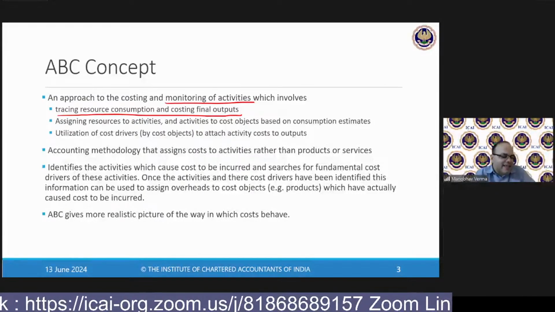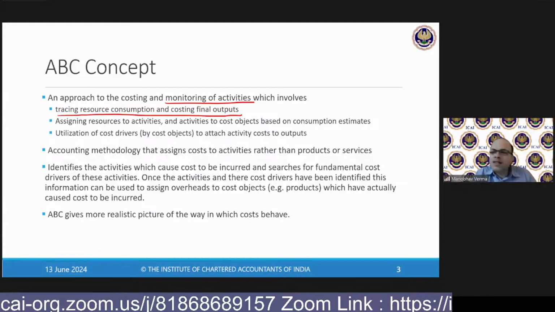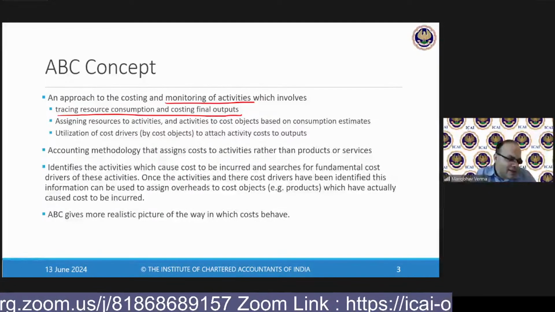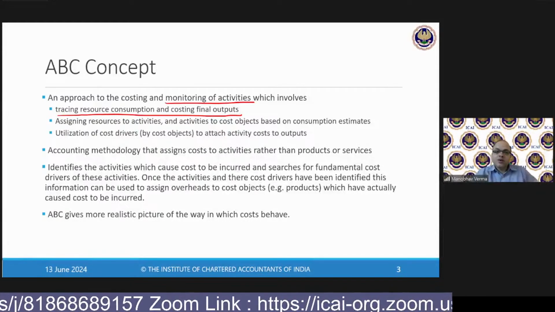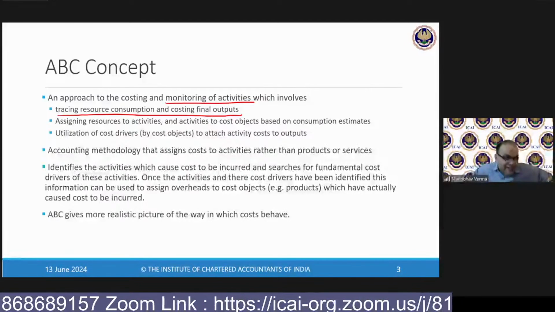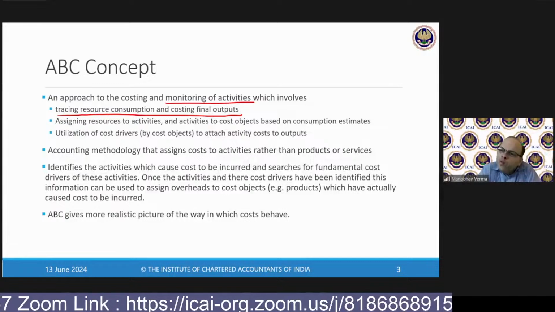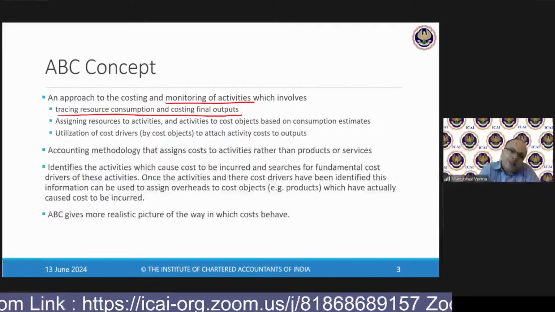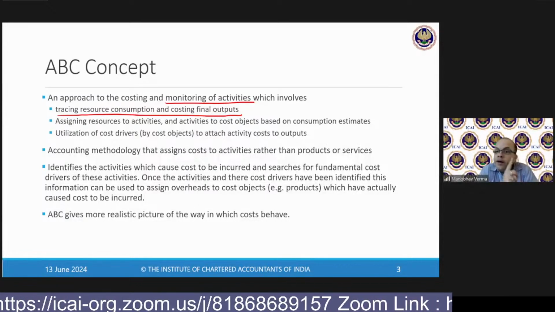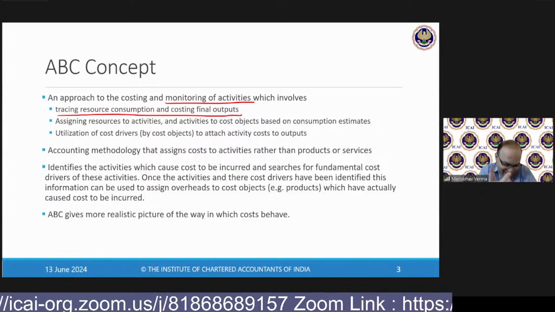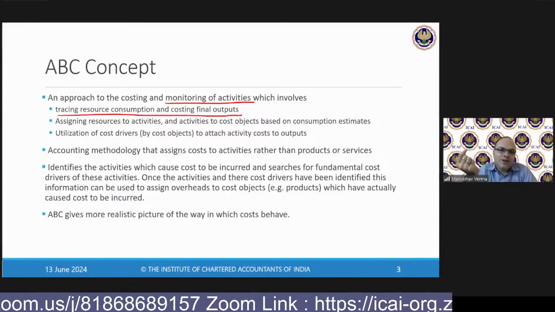So the example I have been taking since the beginning is, let's say, product redesigning or redesigning cost. So what would be a cost driver for a redesigning cost? Can anyone think and let me know? What drives the cost when we talk about redesigning cost? Maybe the answer could be number of redesigns, number of design changes. The more the number of design changes, the more will be the redesigning cost.